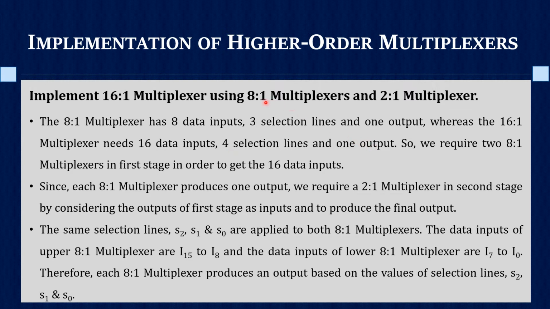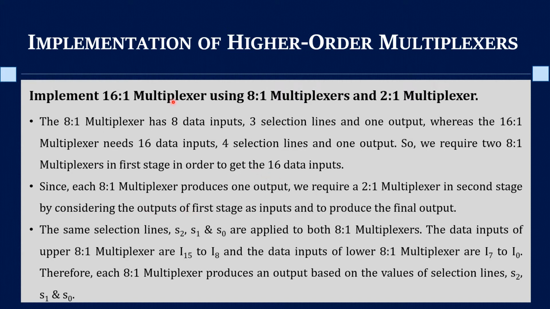By means of an 8 by 1 multiplexer, we'll be having 8 data inputs with 3 selection lines and 1 output line. So we are taking two 8 by 1 multiplexers to get these 16 data inputs. Two 8 by 1 multiplexers are taken in the first stage. Since each 8 by 1 multiplexer produces one output, we require a 2 by 1 multiplexer in the second stage, considering the outputs of the first stage as inputs, to produce the final output.